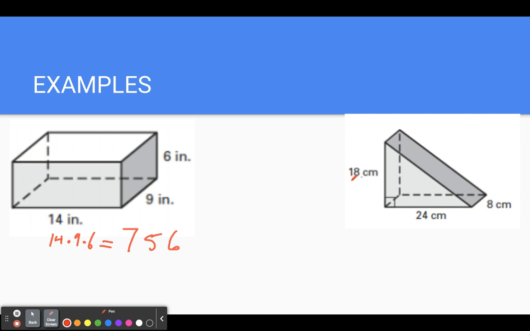Finding the volume of this triangular prism, right? We have to find the area of the triangle. So the triangle would be 24 times 18 divided by 2. We have to do that first, and then we multiply that times the length, which would be 8, right? So 24 times 18 gives us 432. 432 divided by 2 gives us 216, and then 216 times 8 gives us 1728, and that would be the volume of that shape there.